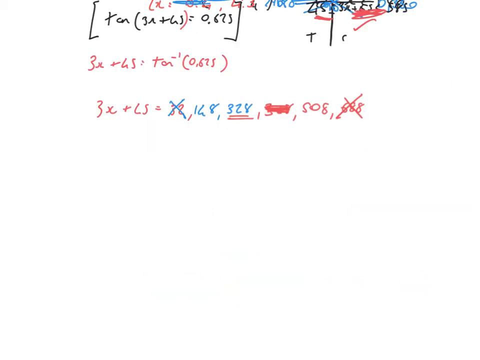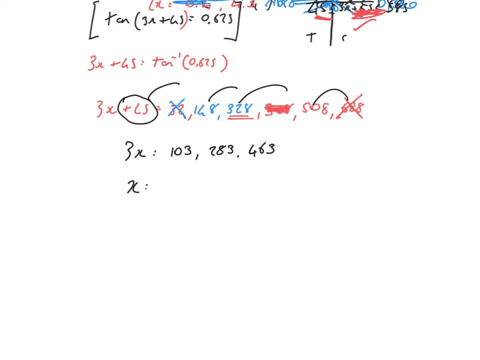So next move, I'm going to take the plus 45 away from each of these. And 45 off of 148 is 103. 45 off of 328 is going to give me 283, and then 45 off of 508 is going to give me 463. Final move, and remember we do have a calculator, is to divide by 3 to one decimal place. 34.3, 94.3, 154.3 degrees, final answer.